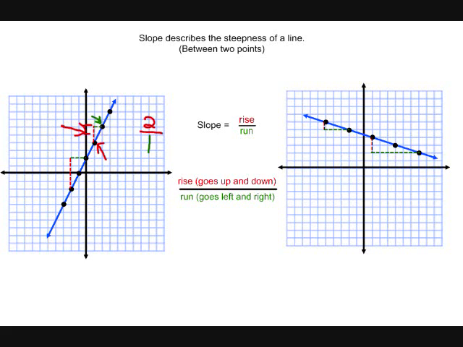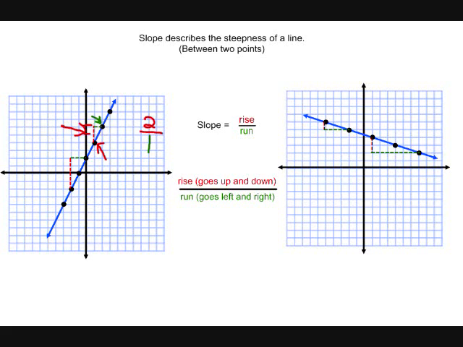Now, I said I like to always start on the left. Well, if we start on the left, then we should always be going to the right, and it means that the bottom number should always be positive. Now, like I said, you can actually do this in any direction as long as the run is on the bottom. So if you do go to the left, then it is negative.